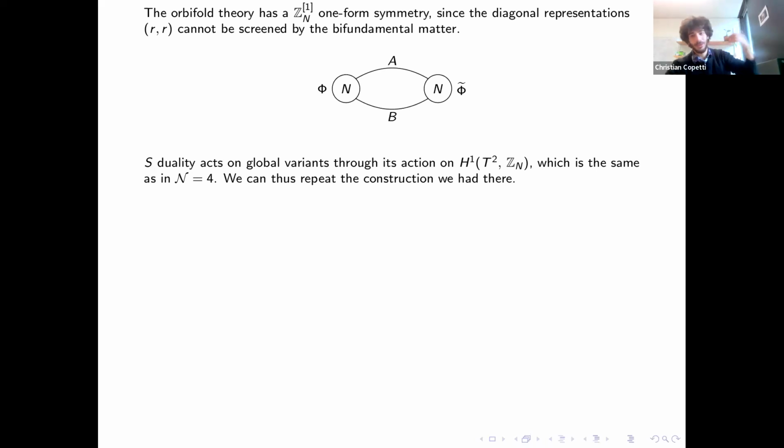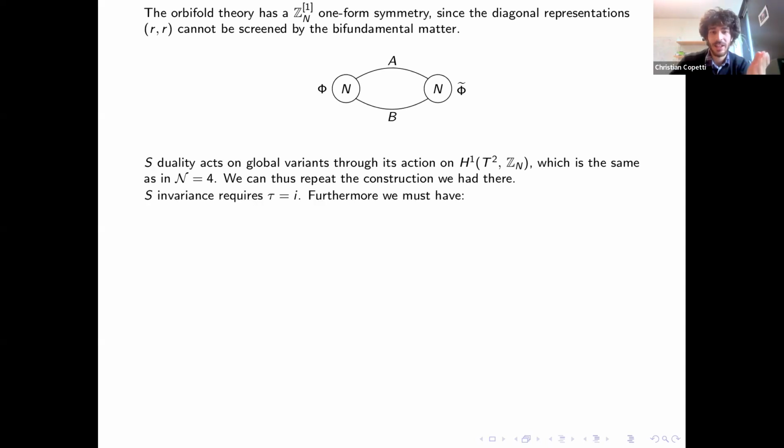So again, we start with S duality. This is what we want to use. S duality changes the global structure, as in N=4. You can see this from the action on the H1 of the torus. It's the only one which acts on the H1, and the choice of global structure is a choice of a Lagrangian sublattice of H1. So that's how you see it.